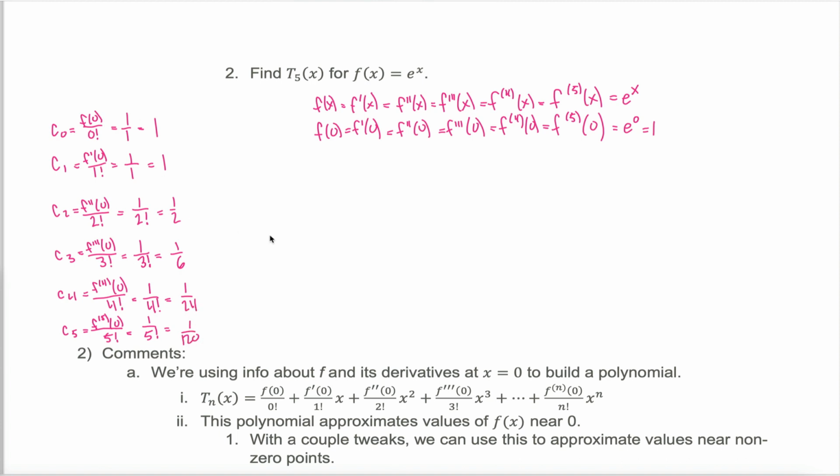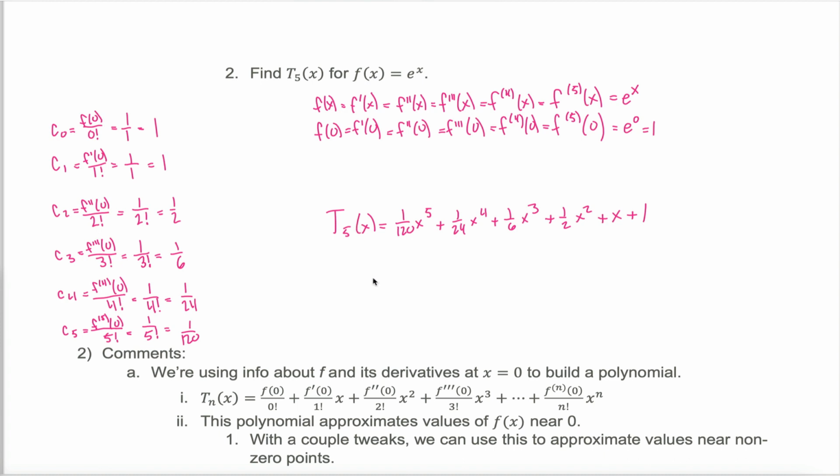I have all the different coefficients for my polynomial, so I can figure out T5 of x. It would be 1 divided by 120 times x to the 5th power, plus 1 divided by 24 times x to the 4th power, plus 1 divided by 6 times x to the 3rd power, plus 1 divided by 2 times x squared, plus 1x plus 1. This polynomial is going to approximate the graph of y equals e to the x for values of x near 0. How good of a job does it do? Well, a pretty damn good job.